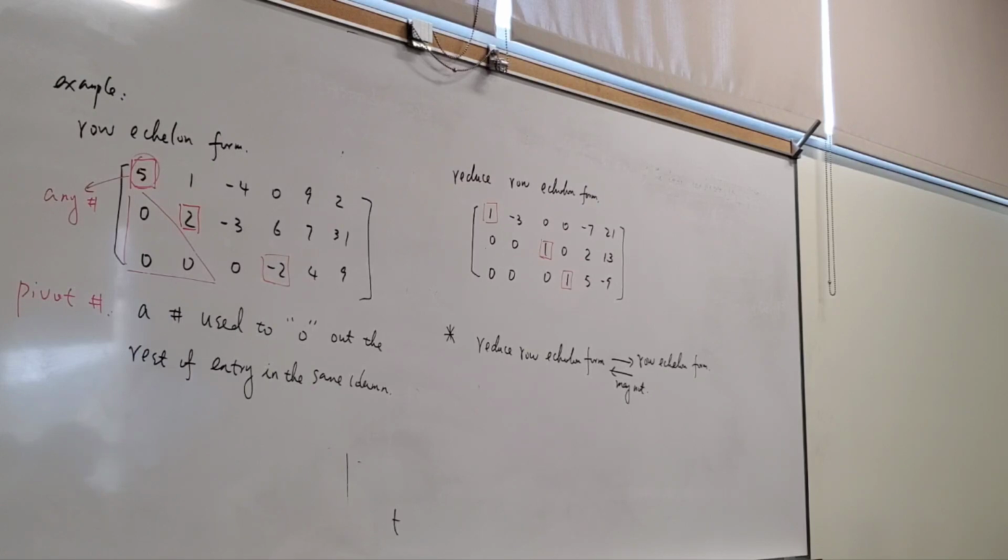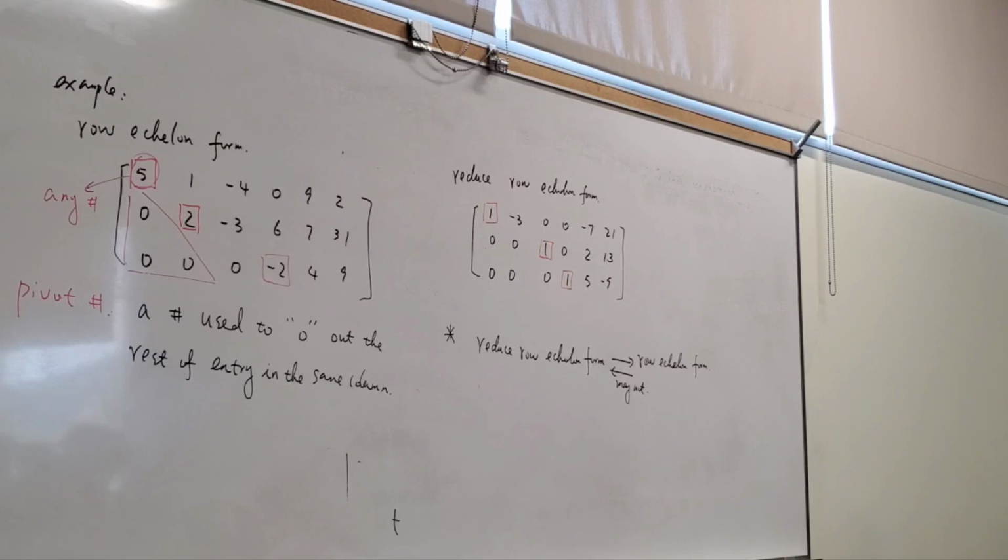Now, is this in reduced row echelon form, or just row echelon form, or both? Both, because you can see that for anything with the pivot, the rest is 0. So for reduced row echelon form, the pivot is a 1, and the rest should be 0.